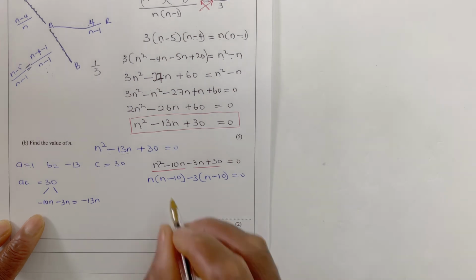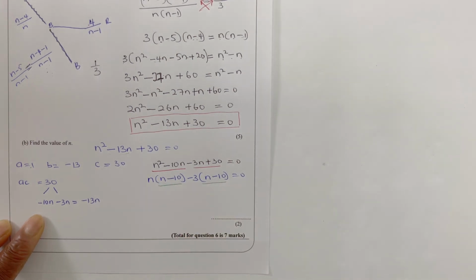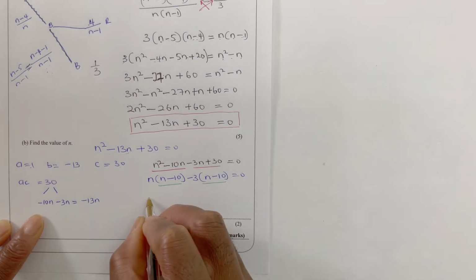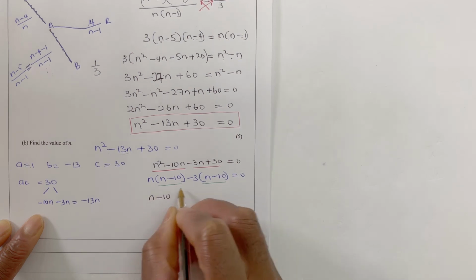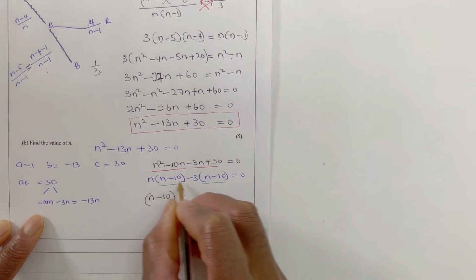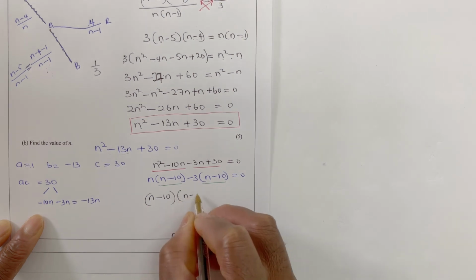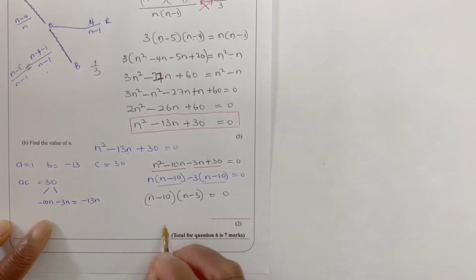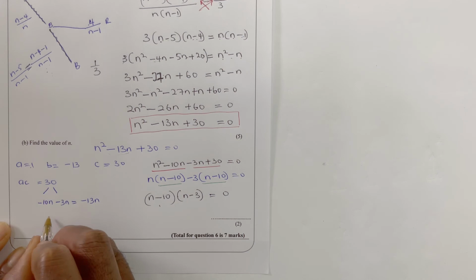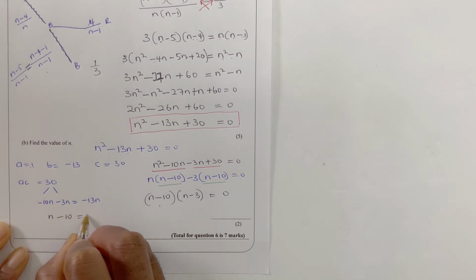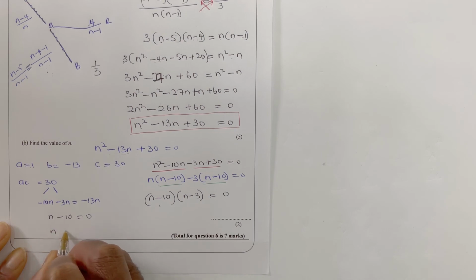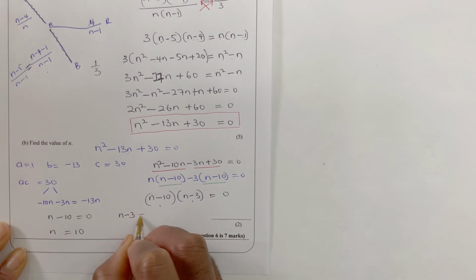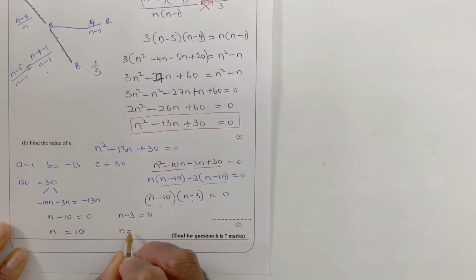I can see another common factor, n minus 10, which I can take out. What's left is n minus 3. So open bracket n minus 10, open bracket n minus 3, equal to 0. To find the value of n, if I set n minus 10 equal to 0, that implies n equals 10. And if I set n minus 3 equal to 0, that implies n equals 3.